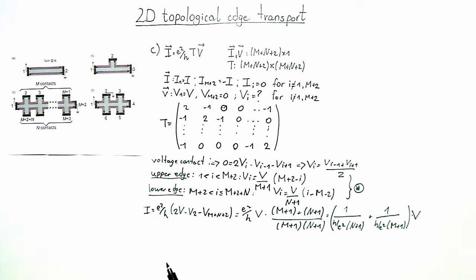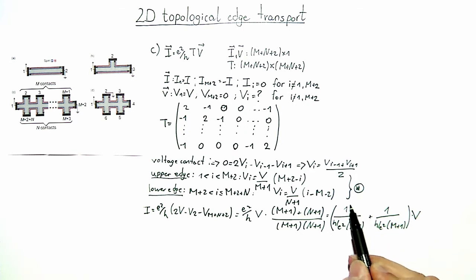Now you see that here on the left hand side we have a current, and on the right hand side we have something multiplied by the voltage. So this something here has the units of conductance. So we can identify this expression here with a conductance. Now this conductance is a sum of two terms, so essentially it's a sum of two conductances.